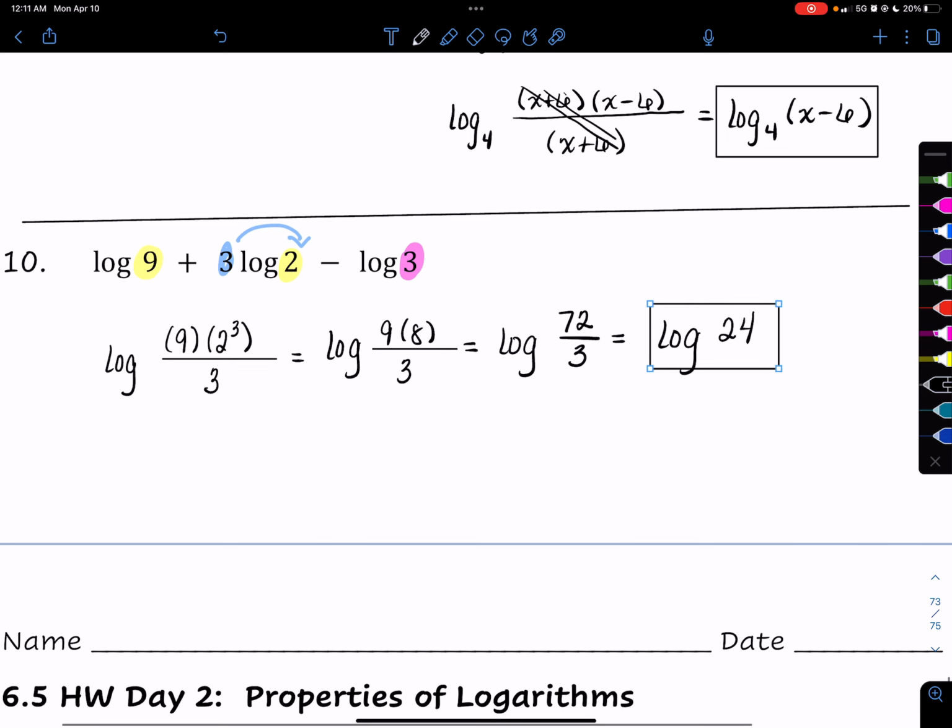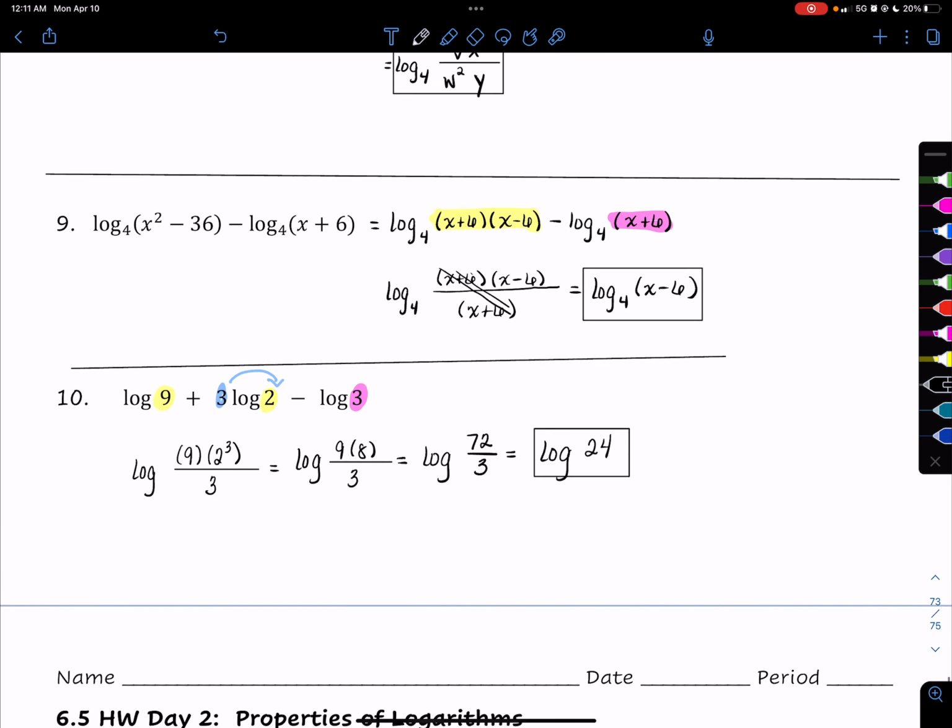Okay. All right, so that is ours on expanding, taking one log and making it multiple logs, or condensing, taking multiple logs and converting it into one log. Okay, looking at those properties.